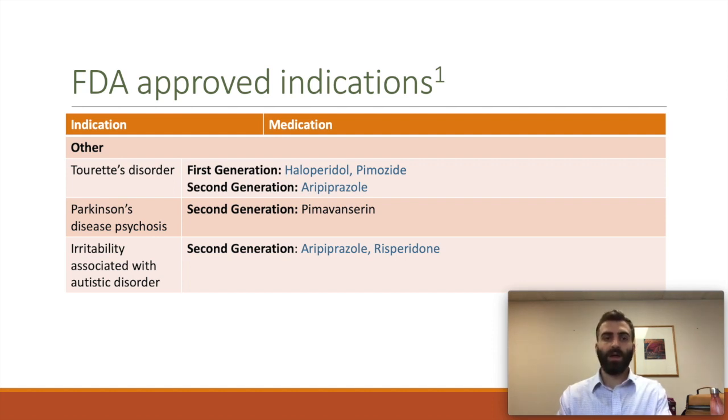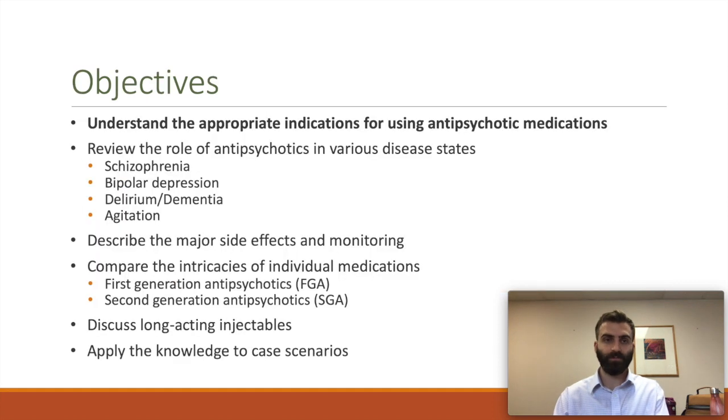Next is Parkinson's disease psychosis, so pimavanserin, and then irritability associated with autistic disorder, aripiprazole and risperidone. These are used a lot in pediatric patients with autism, and it generally remains on label for this indication as well. So that covers the first objective. We talked about the varying indications.